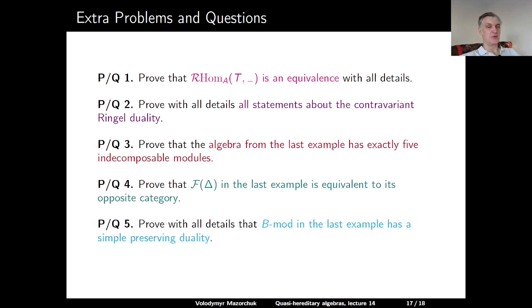Problem question 5. Prove with all details that B mod in the last example has a simple preserving duality.